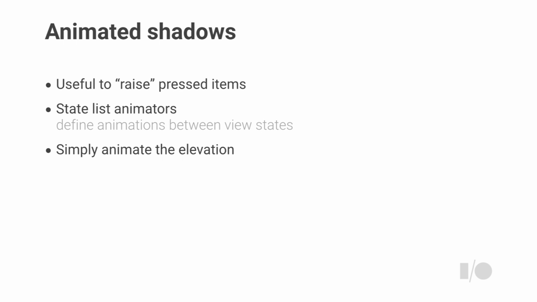So the shadows, so far we've shown them mostly static. And in Chet's demo, I don't know if you've noticed, we're going to get back to it, the shadows are actually animated. There are various ways of doing it. It's very useful when you want to create a press state, like an animated press state. So you press on the button, and it feels like the button is raising in 3D space. And there are a couple of ways of doing that.